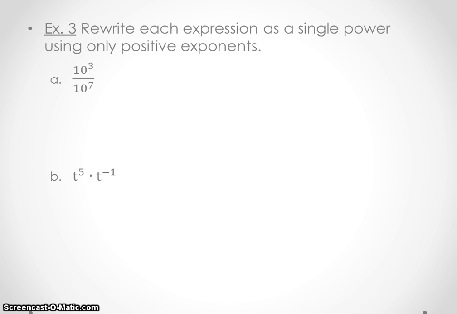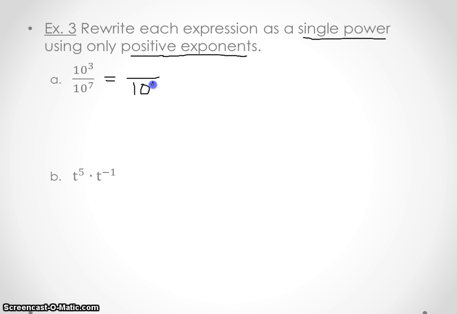Example 3, rewrite each expression as a single power using only positive exponents. Okay, so even though we have 10 to the 3rd and 10 to the 7th, we're going to keep it as a power. We don't want to actually evaluate it, but we do want positive exponents. So here's what happens. We have 10 to the 3rd over 10 to the 7th power. So 3 minus 7, in this case, is negative 4. Typically we'd put these on top, so 10 to the negative 4 would pop down into the bottom. So we have 10 to the 4th downstairs.